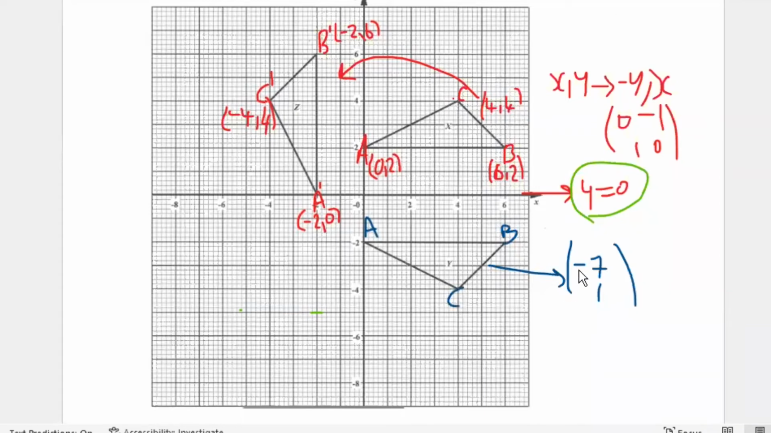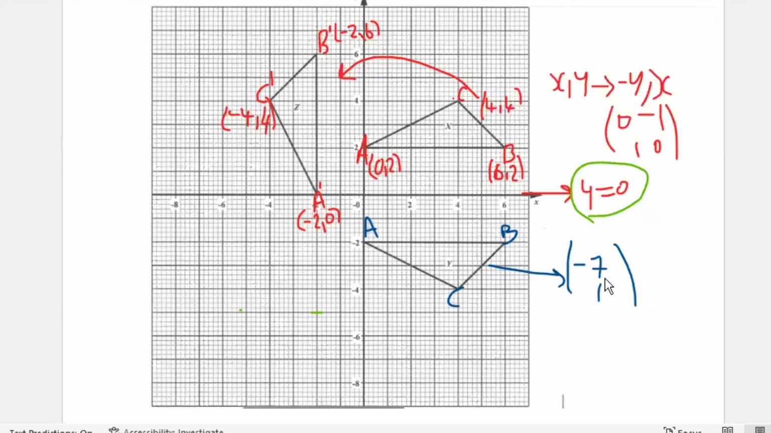And our translation vector here is -7, 1. Can anybody tell me how I can use this on the graph to get where my A prime would be? Using -7 and 1, how can I put this on A and get the image? This is based on moving in a direction. Will I go to the left? All right, so go 7 to the left and 1 up. Very good.